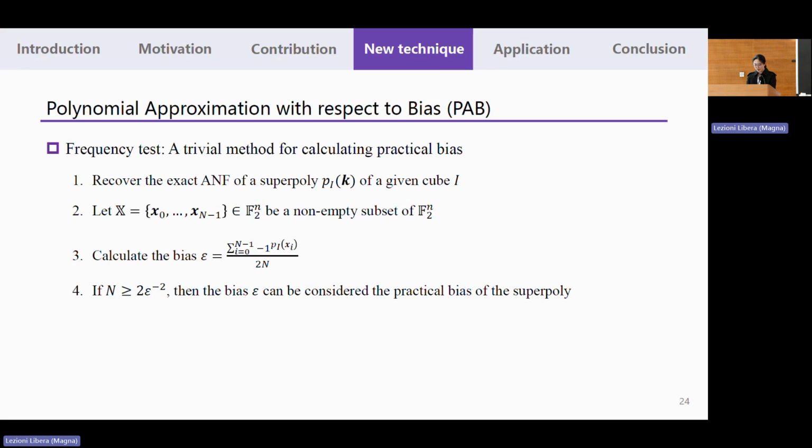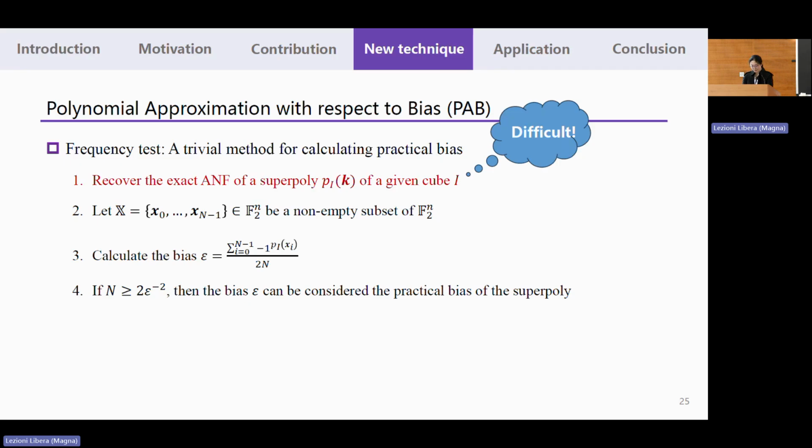In fact, if we could recover the exact ANF of the superpoly, we can assess the practical Bayes by conducting a frequency test. The process of conducting a frequency test is straightforward. First, calculate the output values for n random input values. Subsequently, the Bayes epsilon is computed by this formula. If n is not larger than this value, then epsilon can be considered as the Bayes of the superpoly.